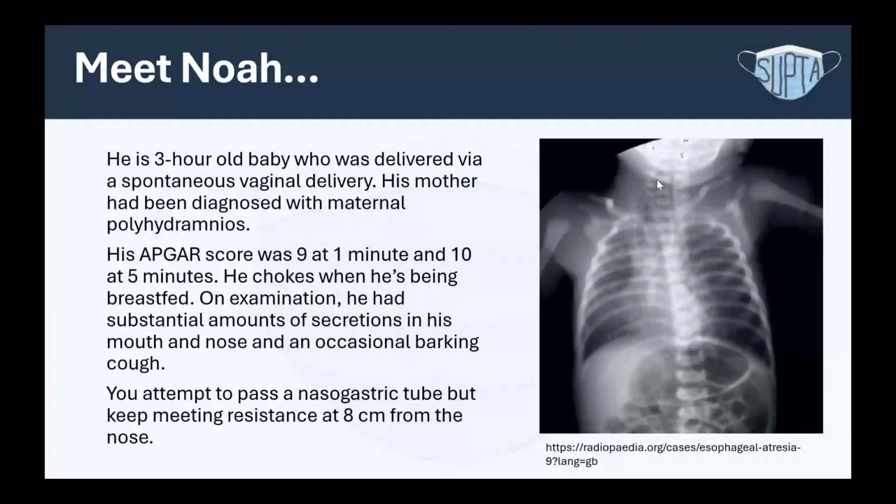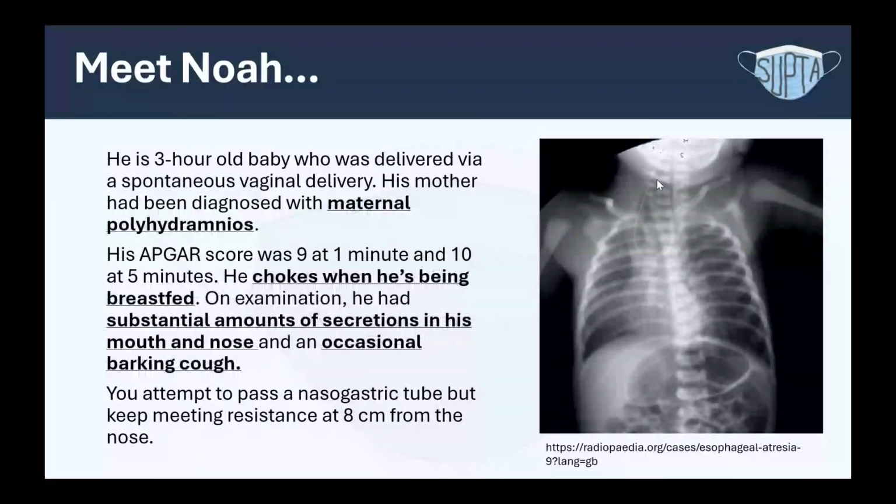Yeah, so those would be correct. You have quite a few clues within the vignette that suggest that he has it, and I've highlighted all of these reasons in the slide over here. You also have the chest X-ray suggesting that he possibly has an esophageal atresia. I have discussed all of these features in the previous slide, so I'm not going to go into much detail on it again.